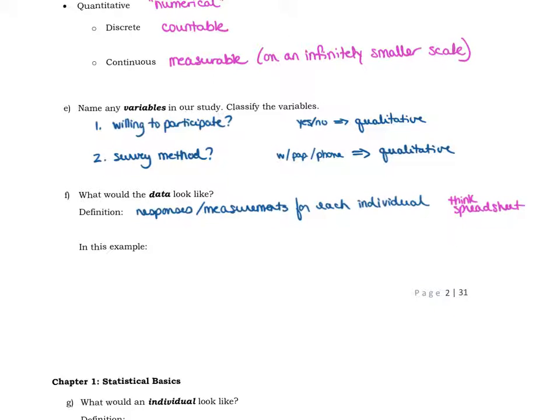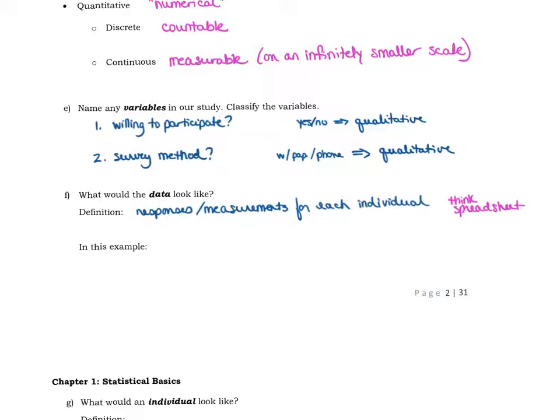It would kind of be like the list: person number one, person number two, person number three, and then everything they answered. So if you think of a grade book, that could be the data. I would have each of your names, and then a whole bunch of numbers listed after you, representing your homework scores, quiz scores, test scores, your participation, etc.